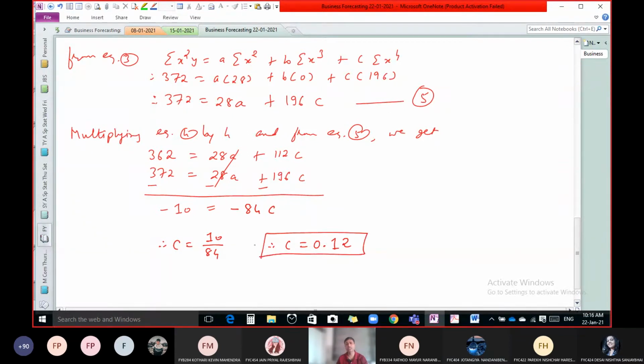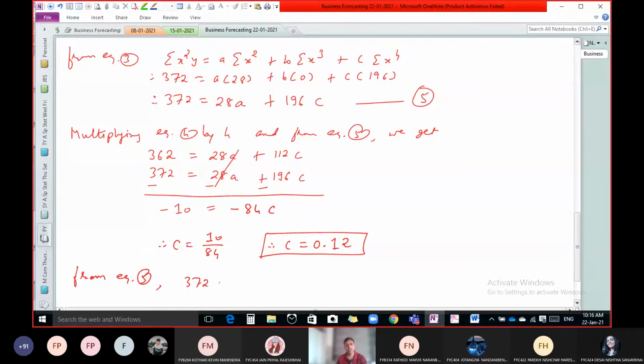Now this value of c you can substitute either in equation 4 or in equation 5. In any of these two equations you will get the value of a, and that remains same. Either you can use equation 4 or 5. So let us use this equation 5. You can use 4, you will get the same answer. So from equation 5, what is it?